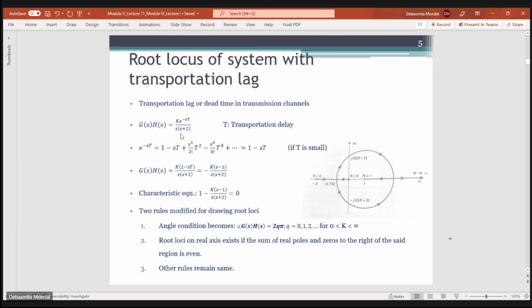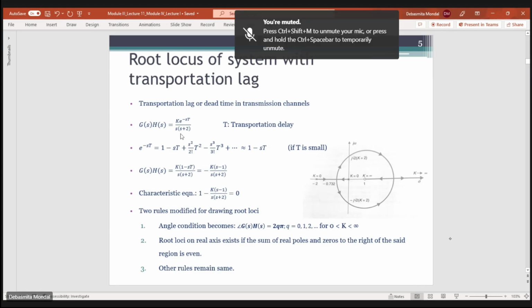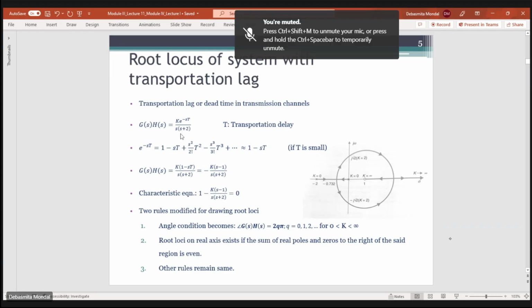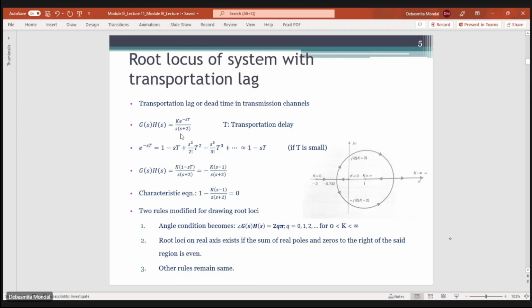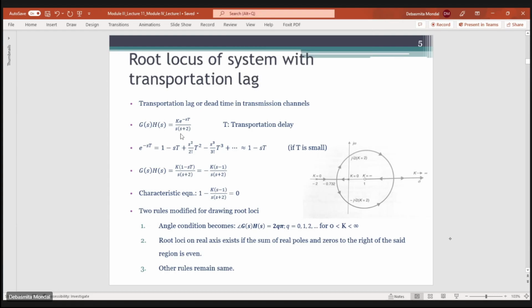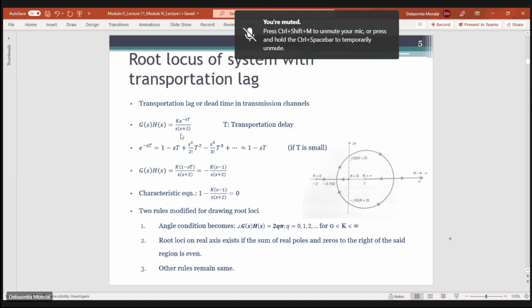If the value of T, the delay which is present, is a very small quantity, then you can write the expanded form of e to the power minus sT: e to the power minus sT equals 1 minus sT plus s squared by 2 factorial T squared, and so on and so forth. Now, if the value of T is very small, you can ignore these higher order terms. The T squared term will be even smaller, T cubed even smaller. So you can simply ignore the higher order terms and approximate e to the power minus sT as 1 minus sT.